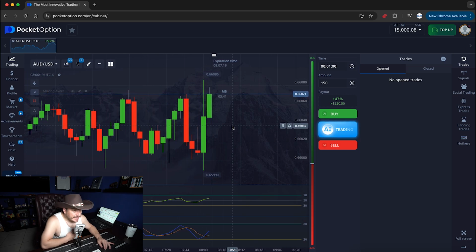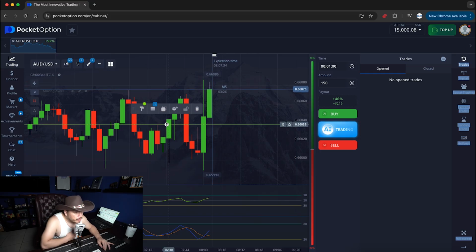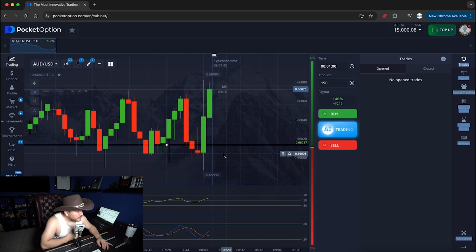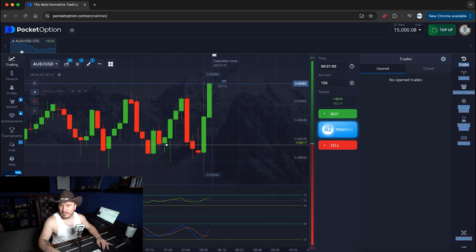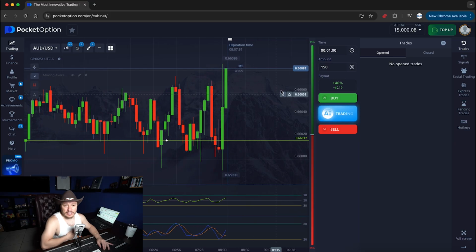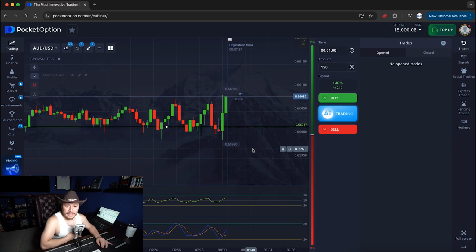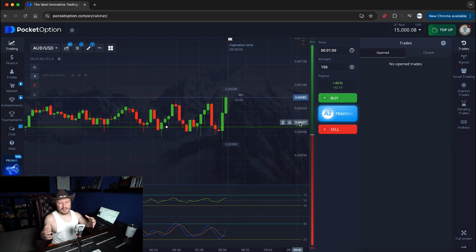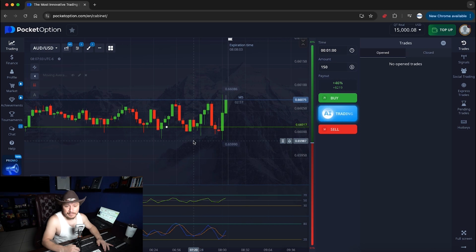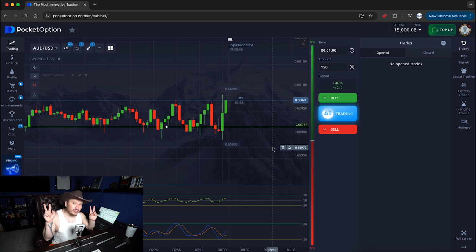AUD USD says that it was a sell or a put, and that the pricing was 0.66017 right here. This signal was sent around 5 minutes ago or something like that. I entered the OTC. No, right? It's the real one. All right. It was a sell position literally right here. This is where the sell position was sent. Probably this is not the best example because of the news, but you get the idea, right? This is the level where the trade got activated.